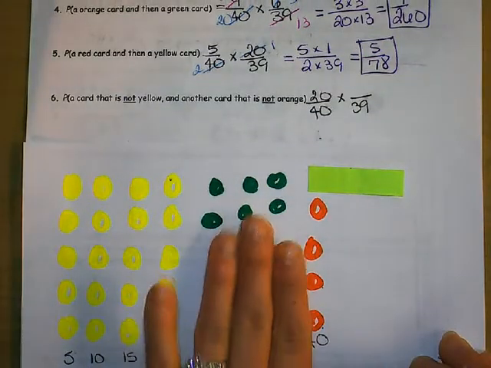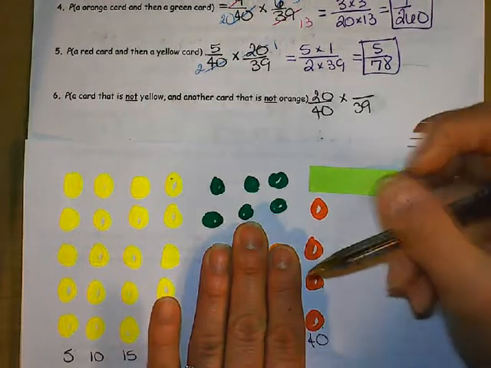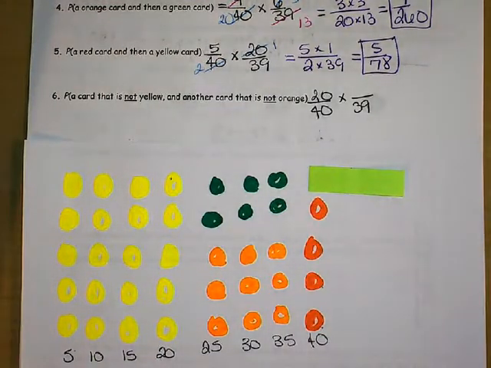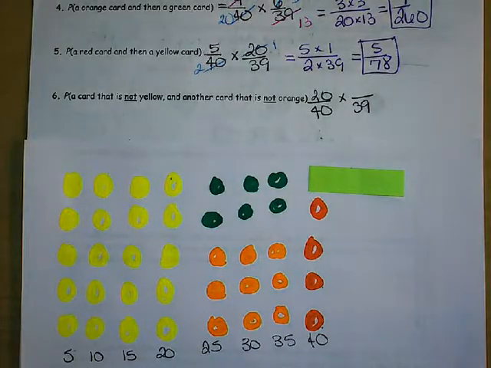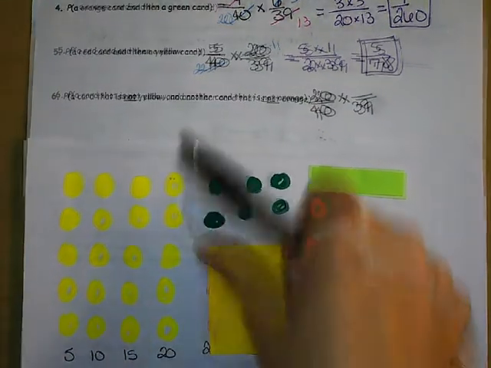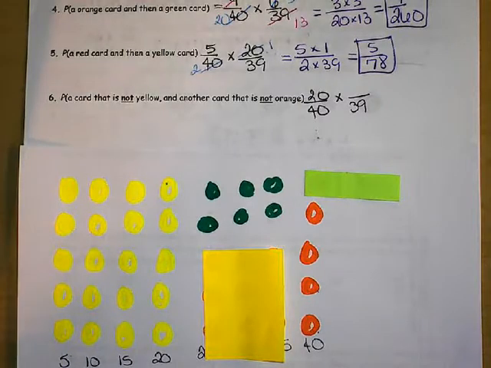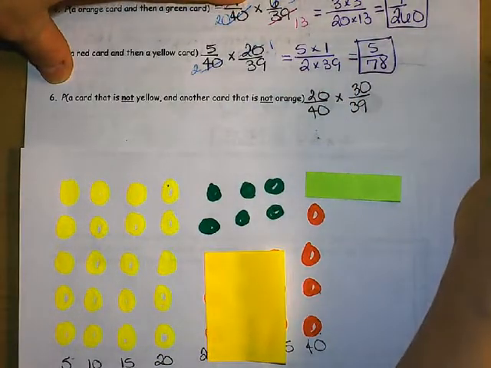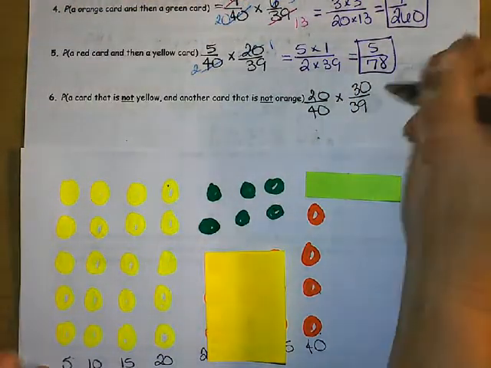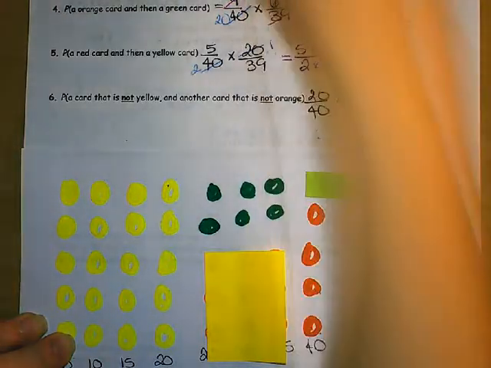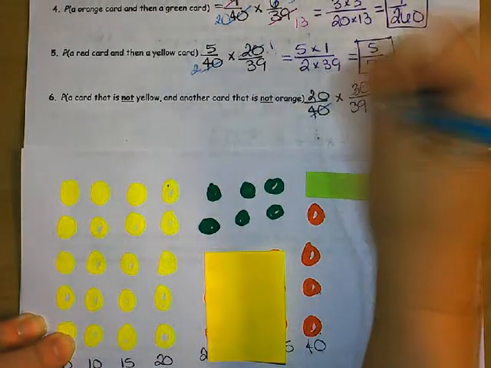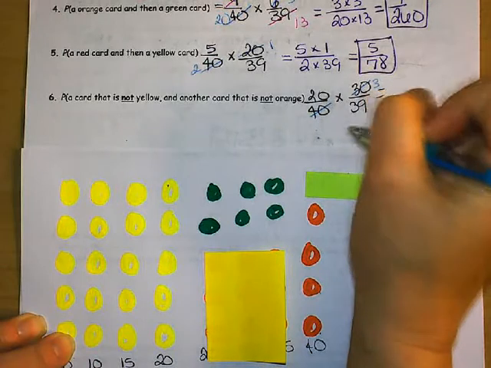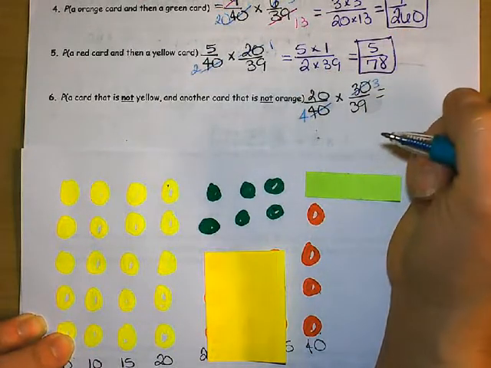So if I cover these up, because we want the not oranges, I'm going to go ahead and cover those up because we're not getting these. So how many are not orange? You are correct. It is 30 out of 39. And then I can multiply these together. Again, I have some pretty big numbers, so I'm going to reduce these both by 10 and get 3 and 4.